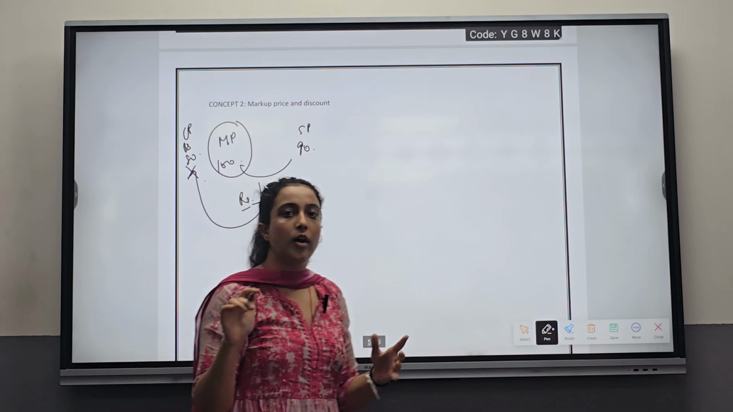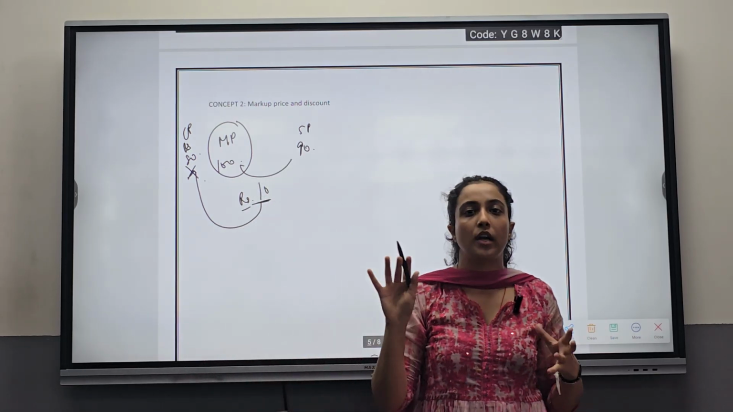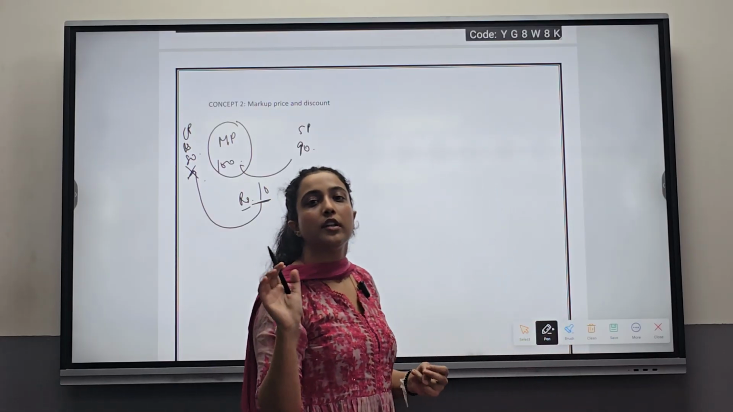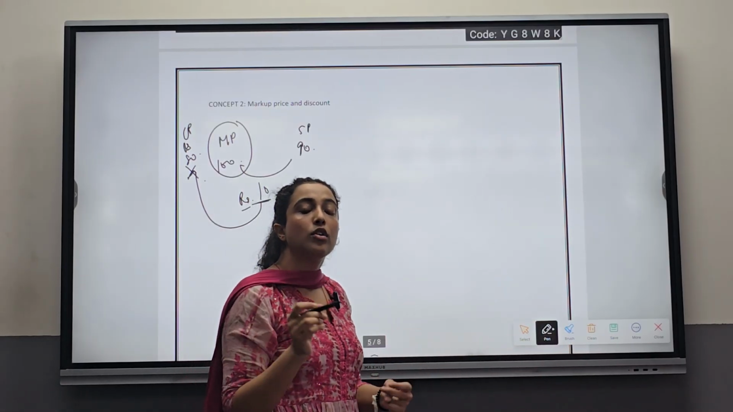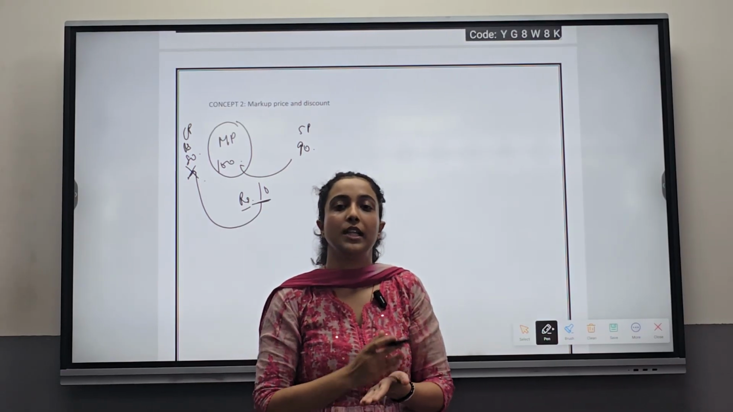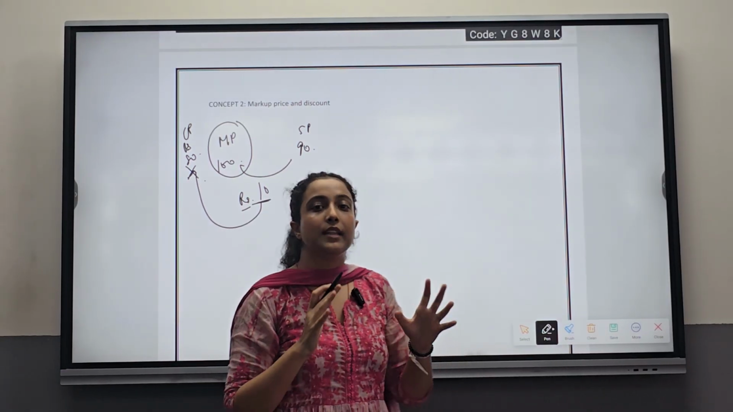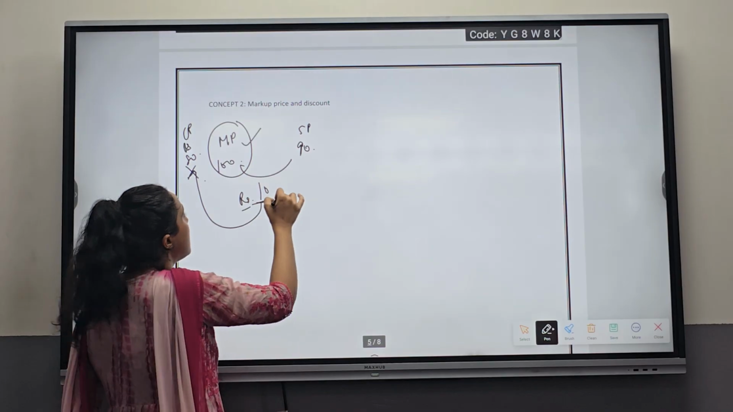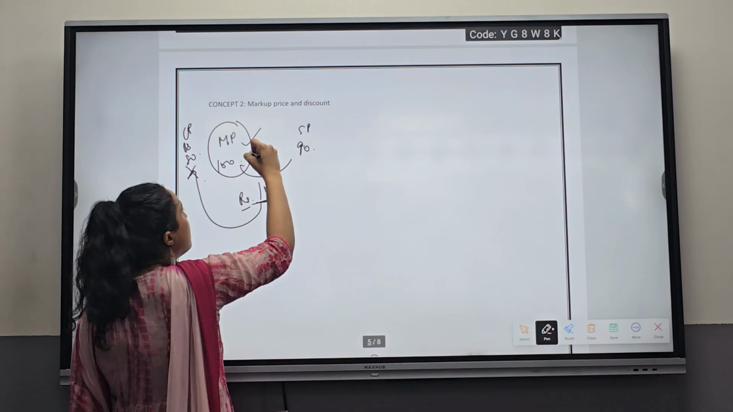When you go to a shop, what is written on your register is rupees 200. You say no, adjust it a little, right? You ask for a discount. Discount on what? Not on the amount at which the shopkeeper purchased. Discount on the MRP that is mentioned on that notebook. That is discount on the marked price, right? So this 10 rupees is discount on the marked price.